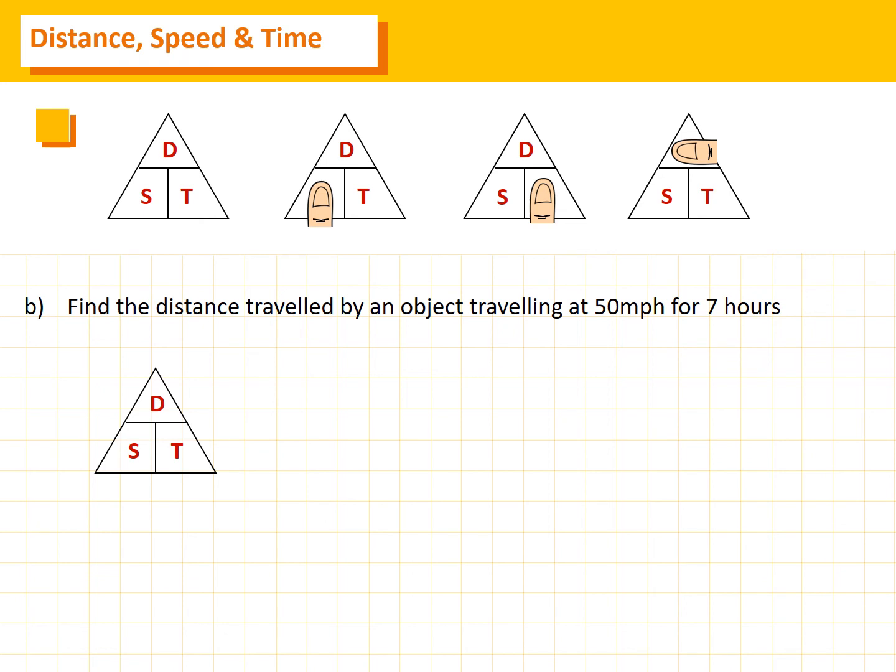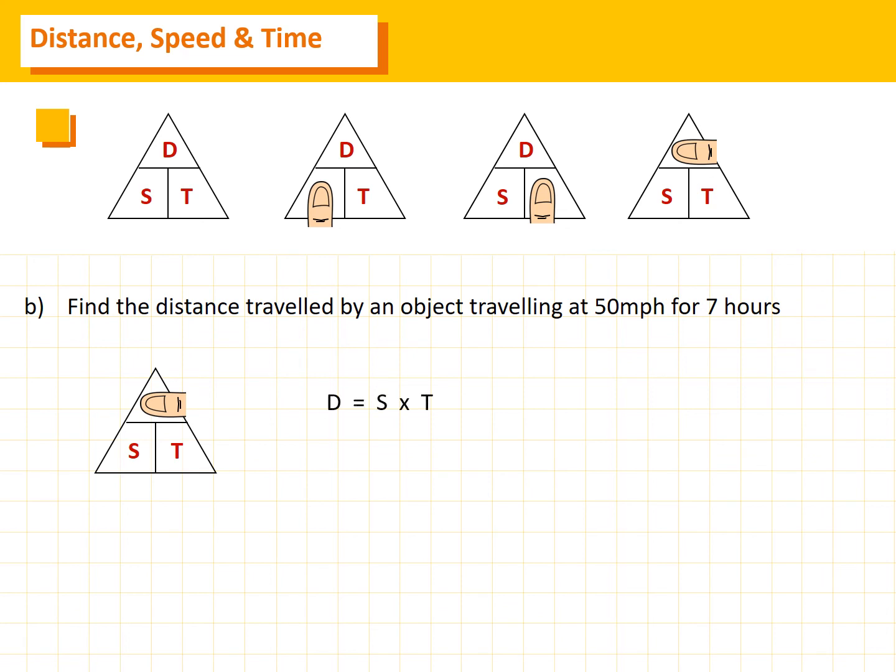In part B, this time we are looking for the distance travelled by the object. So we would put our finger over the D for distance, and that leaves us with S and T. Now S and T are next to each other, and mathematically when two letters are next to each other, we know that would mean multiplied by. So distance is speed times time.